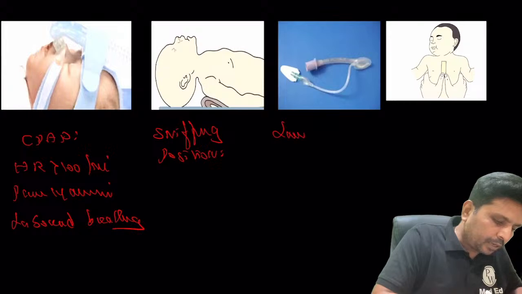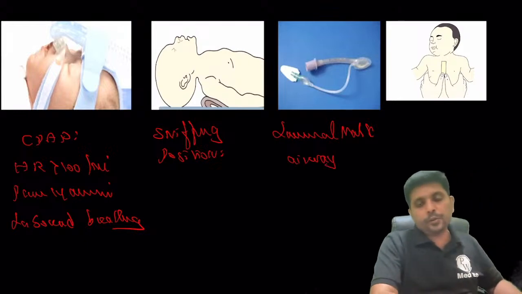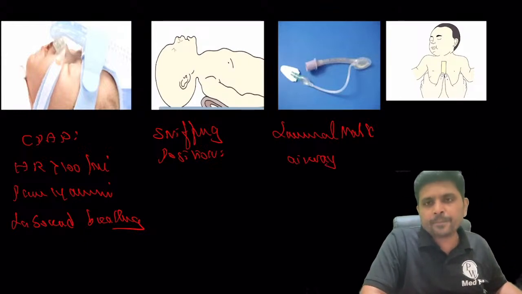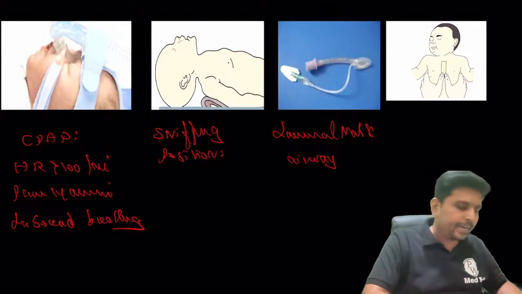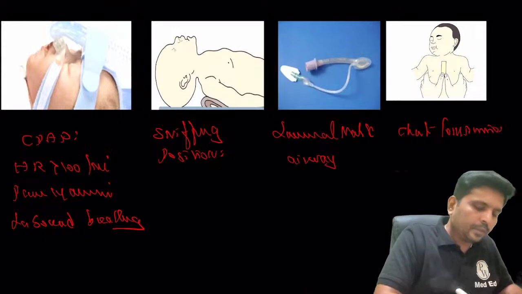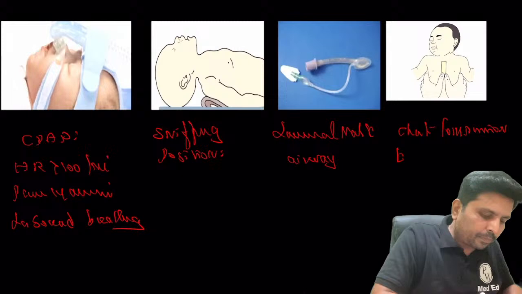What is this? This is called laryngeal mask airway, particularly useful when you resuscitate but you don't know how to intubate. And what is this? This is called chest compression, and this is the two thumb technique.